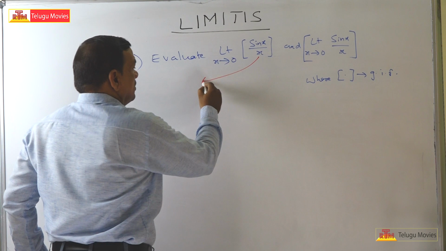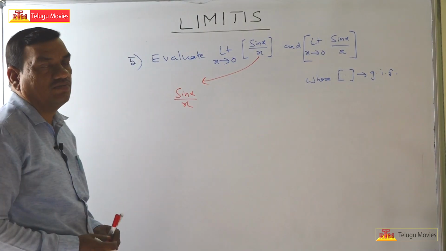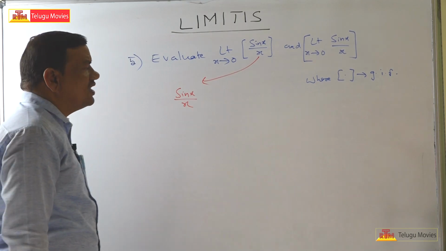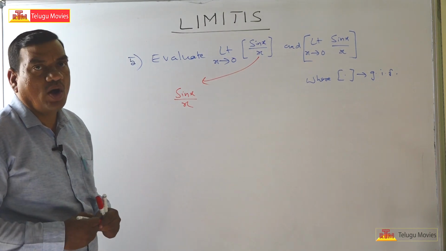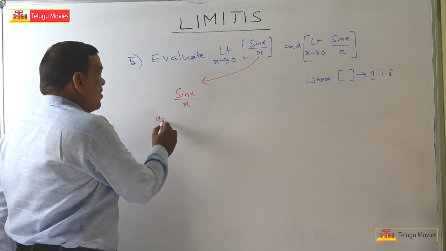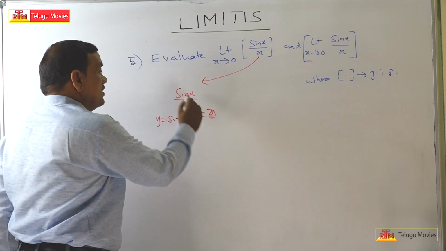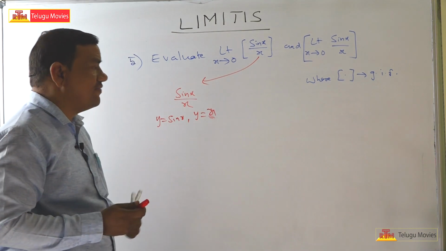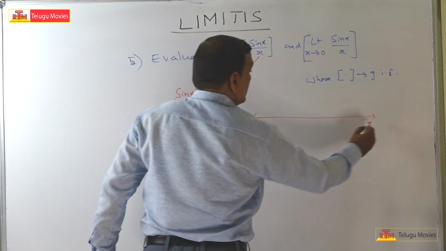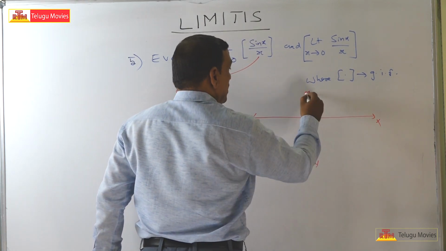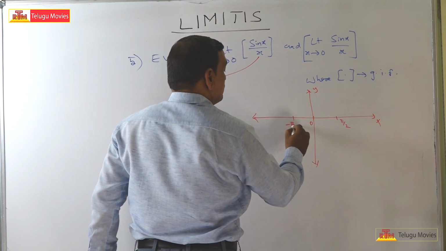First I will see what sin x by x is. If you go for a graphical approach, the problem will be very, very easy. So let us draw the graphs of y is equal to sin x and y is equal to x. This is the x axis and this is the y axis. This is 0, this is pi by 2, and this is minus pi by 2.